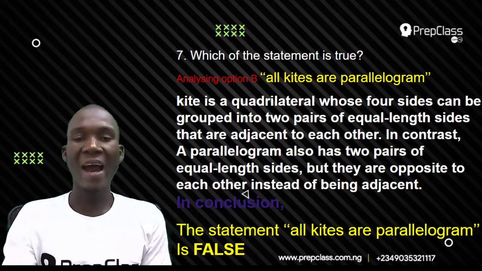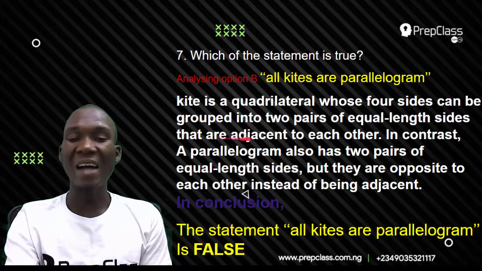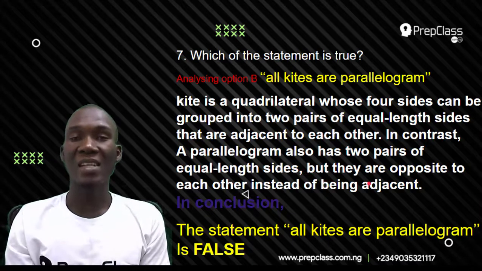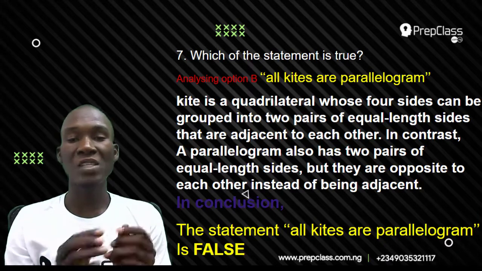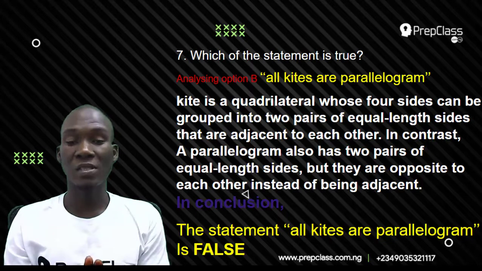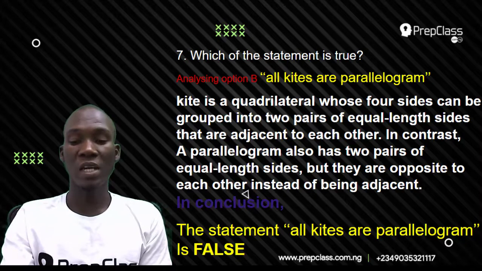What is a kite? A kite is a quadrilateral whose four sides can be grouped into two pairs of equal length sides that are adjacent to each other. A parallelogram also has two pairs of equal length sides, but they are opposite to each other instead of being adjacent. So this means that the statement all kites are parallelograms is false, because for kites, the pairs of sides are adjacent, while for a parallelogram, the pairs of sides are opposite. So this means that kites are not parallelograms. So move to the next option.